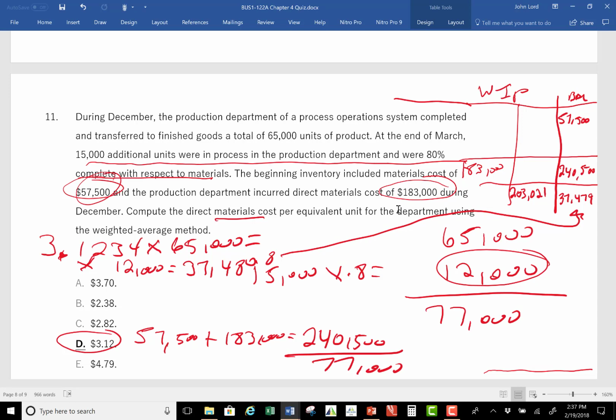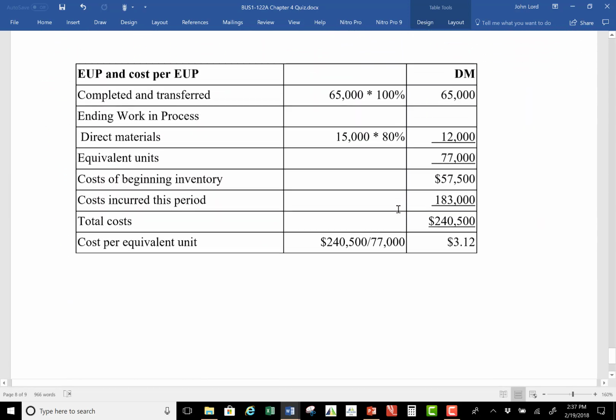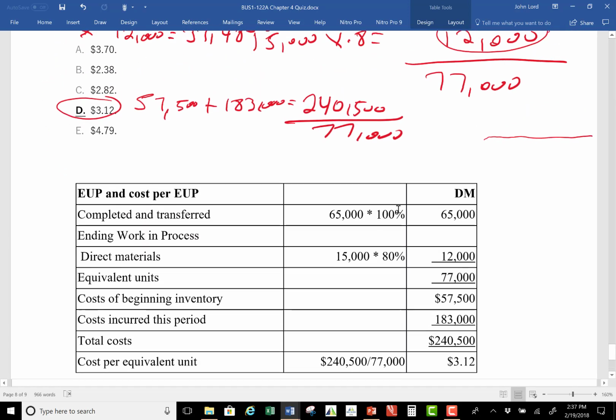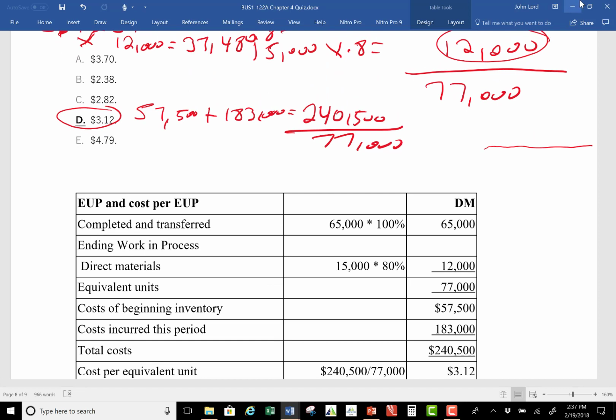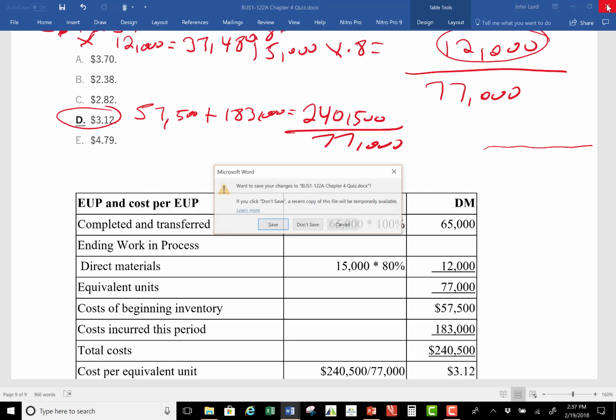Okay. Is there another one here? Or is that it? That's it? Okay, let me show you quickly then what to start to look for next time. Just so we're all on the same page.